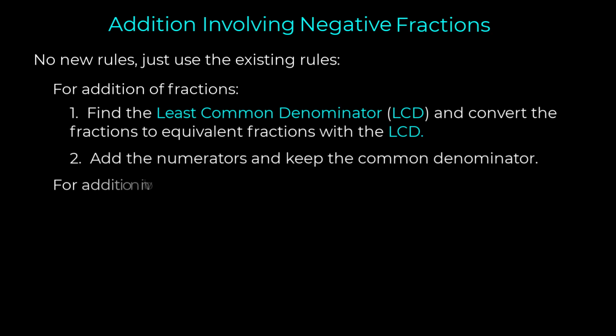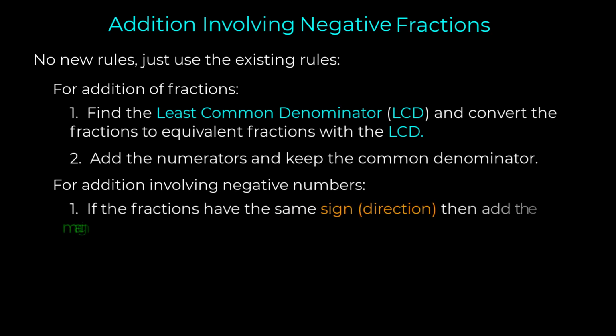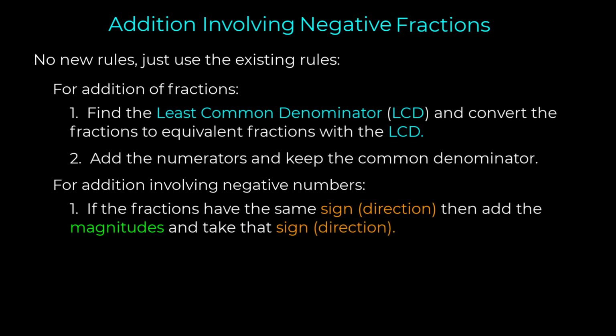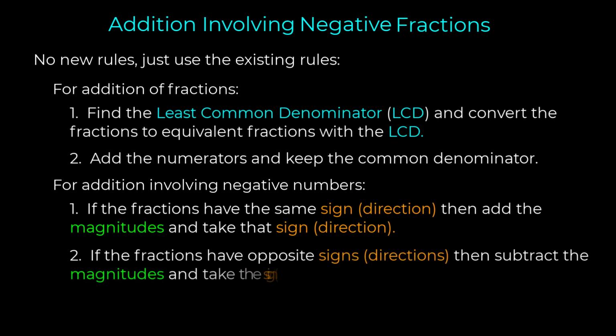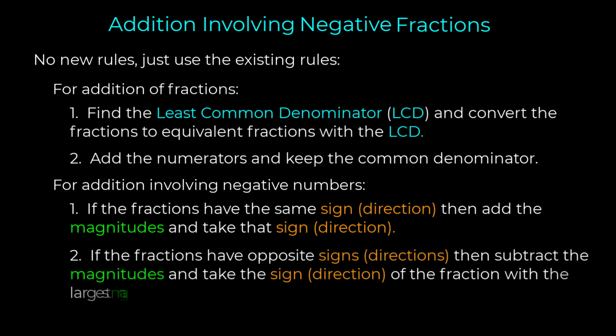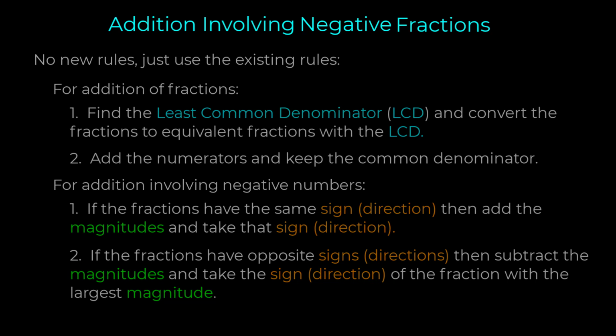For addition involving negative numbers, if the fractions have the same sign or direction, then add the magnitudes and use that common sign or direction. If the fractions have opposite signs or directions, then subtract the magnitudes and take the sign of the fraction with the largest magnitude. Notice that I will often use the term sign and direction interchangeably, since one implies the other. Let's try a couple of examples.